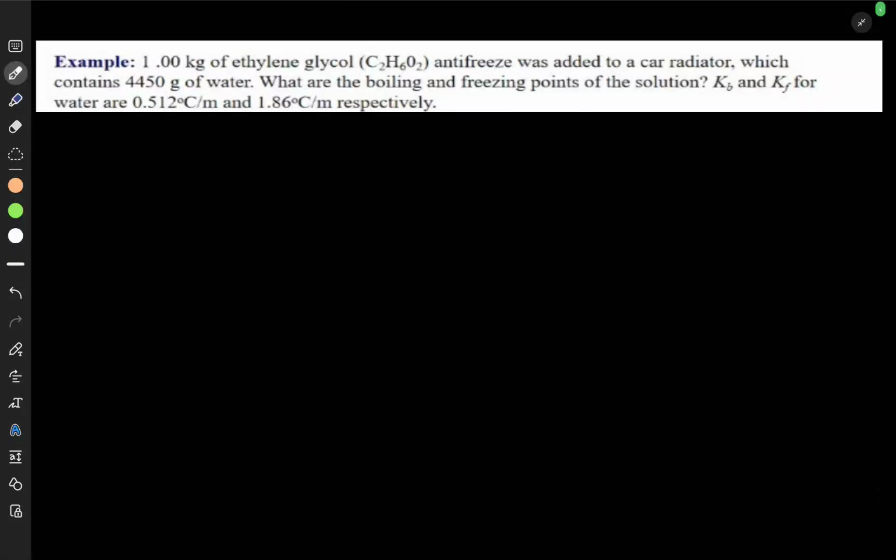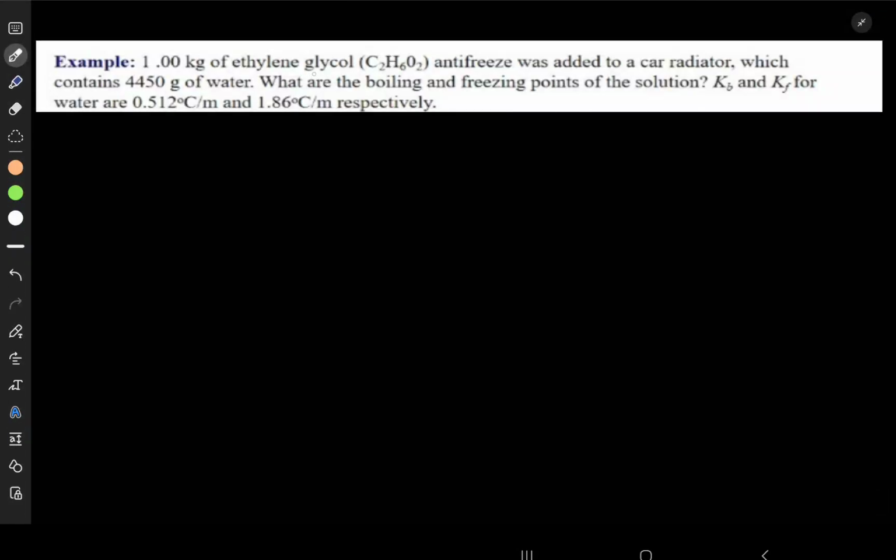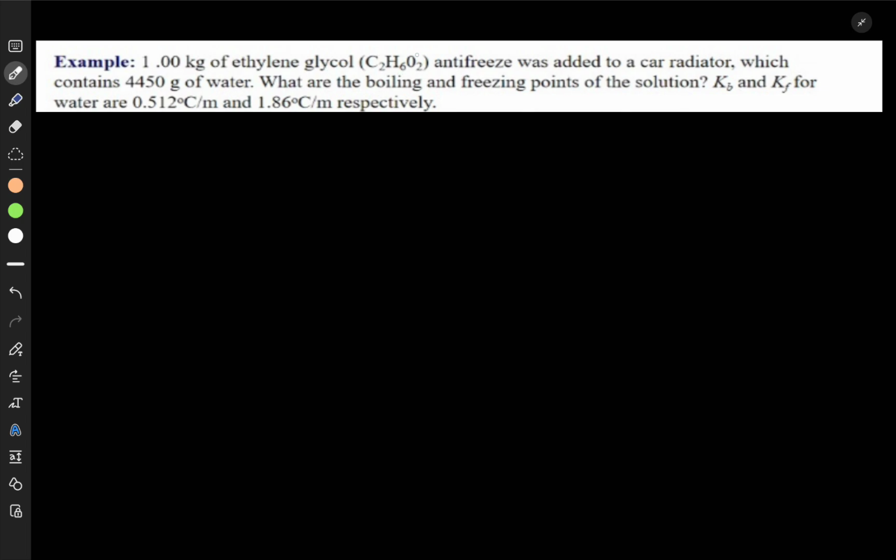So here's what it says: 1 kg of ethylene glycol, whatever this is, antifreeze was added to a car radiator, which contains 4,450 grams of water. What are the boiling? So here we're looking at the question.